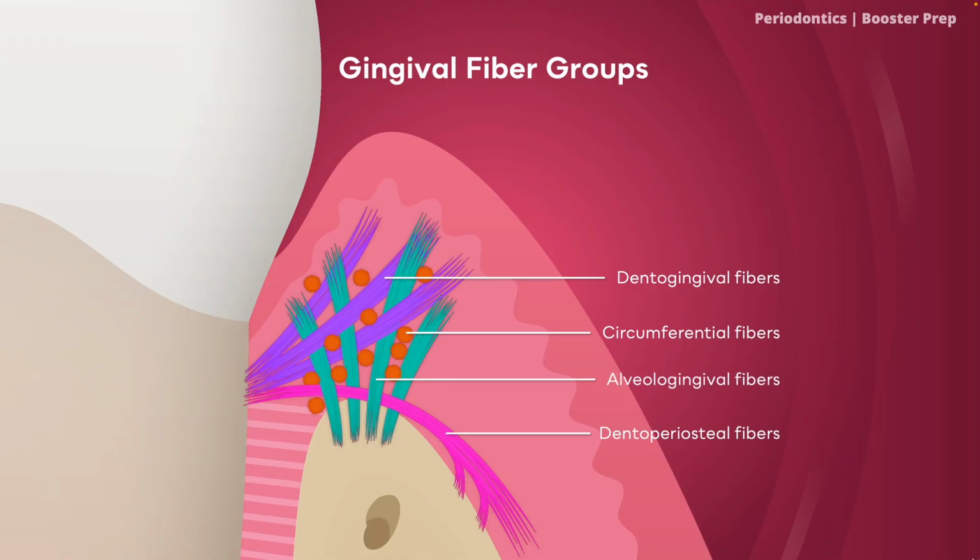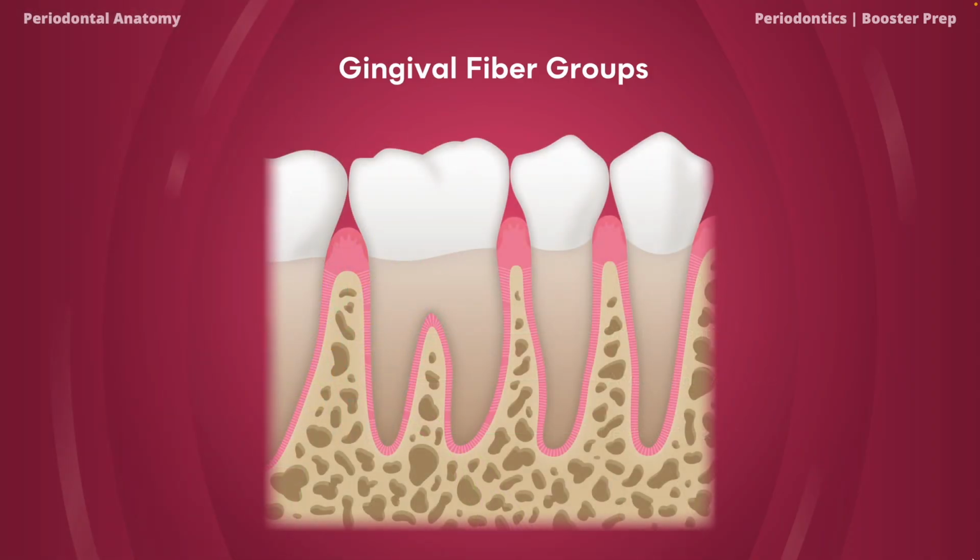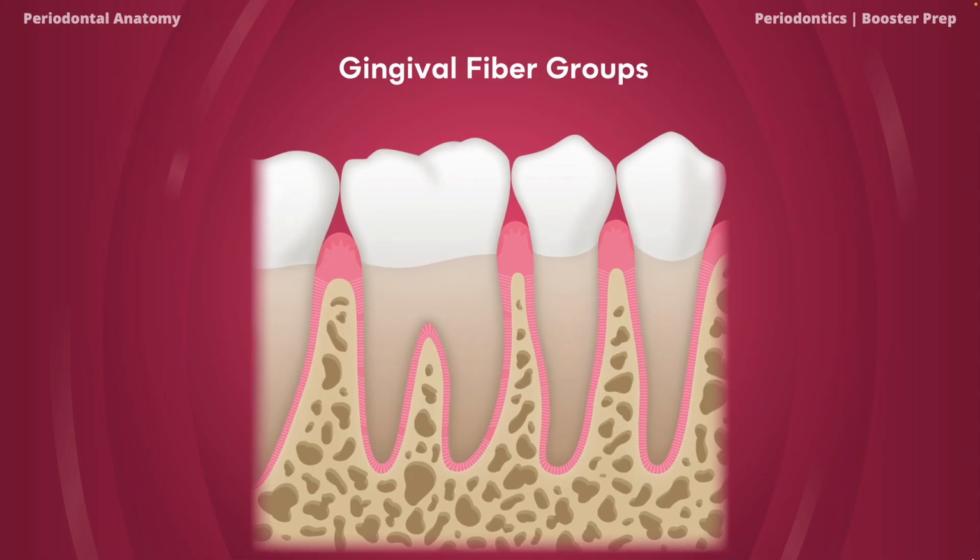And the alveologingival fibers arise from the alveolar crest and project into the free and attached gingiva, helping to stabilize the gingiva against the tooth. Now, there's one more group you gotta remember, but we can't easily see it from this perspective because it's actually located between 2 teeth. So let's switch gears and look at the gingival groups from a buccal perspective.